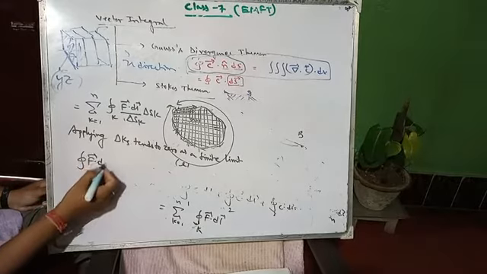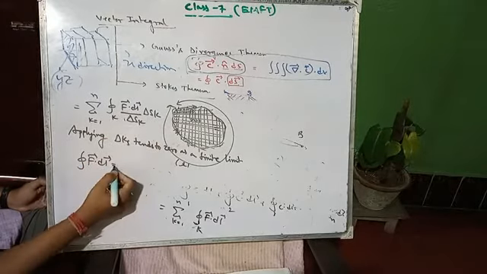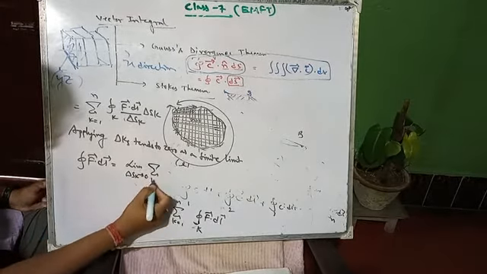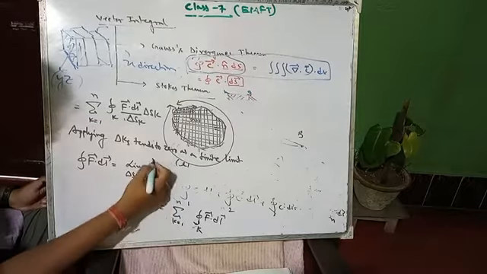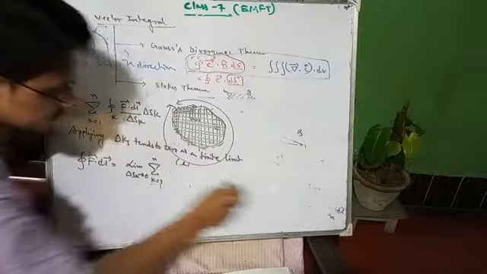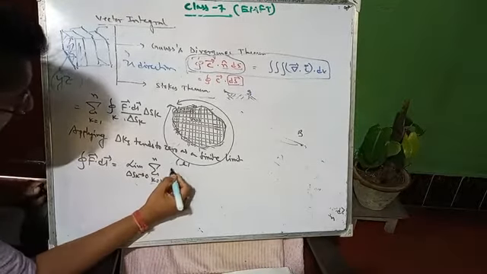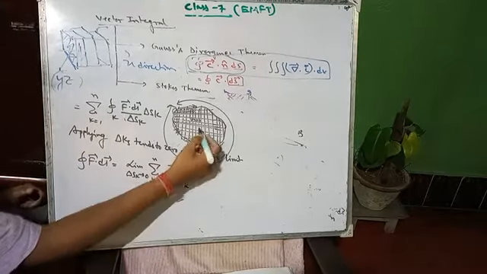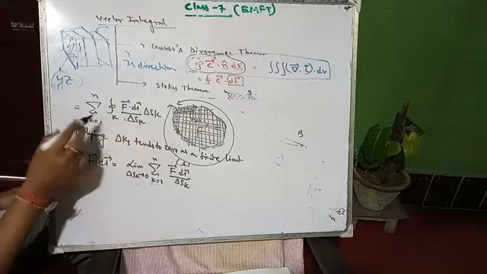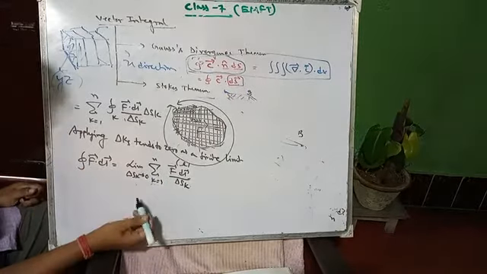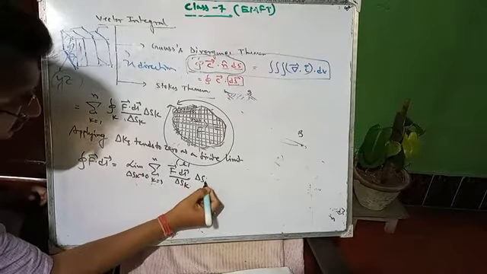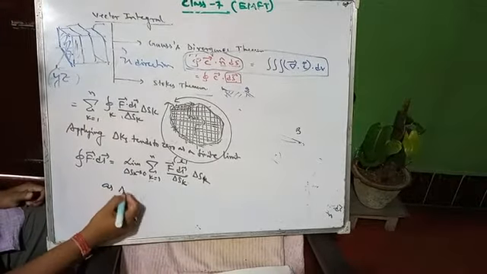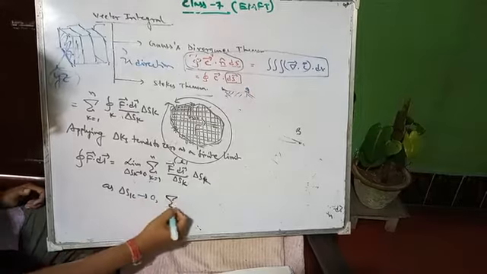The closed line integration of f dot dl over the total loop will equal the limit as del sk tends to 0 of the summation of k equals 1 to n of f dot dl divided by del sk, into del sk. Taking this vector as f vector, last time I discussed with c, now it is f. So now as del sk tends to 0, the summation becomes integration.